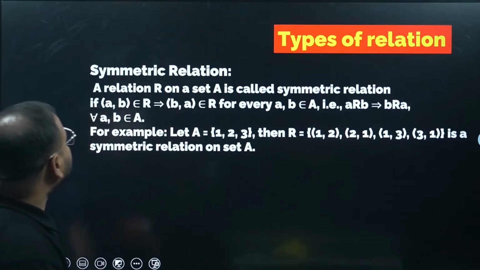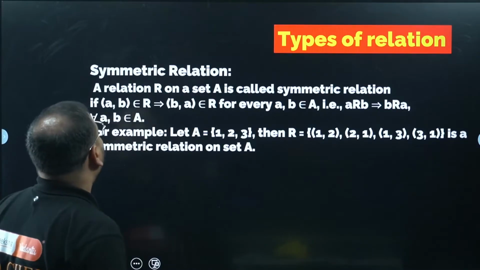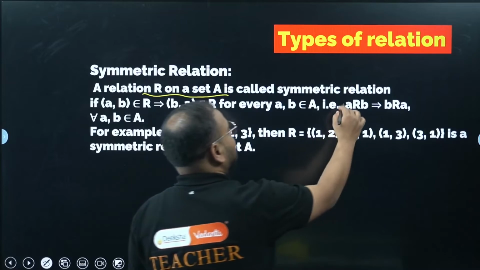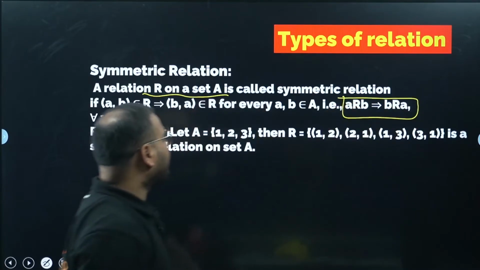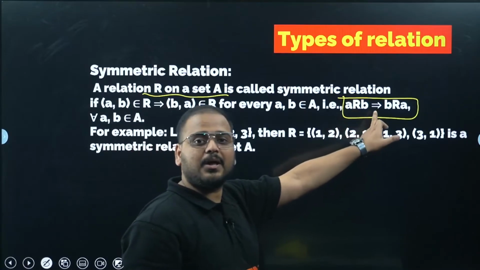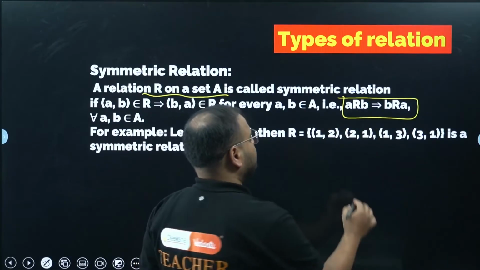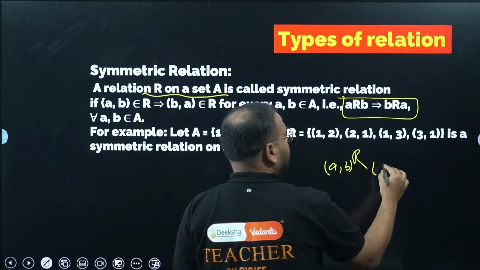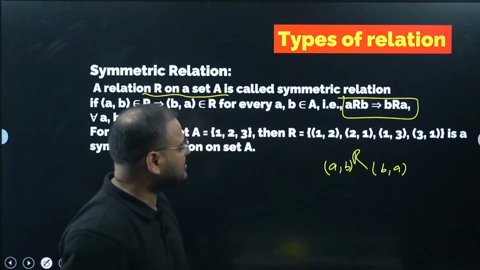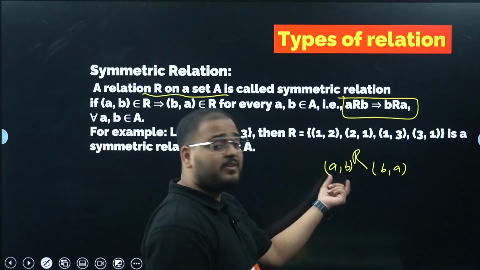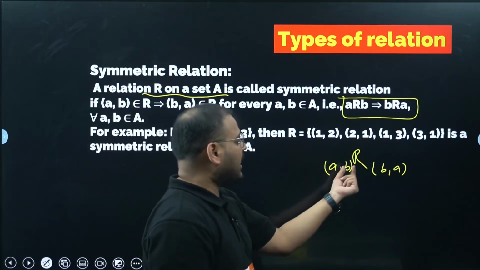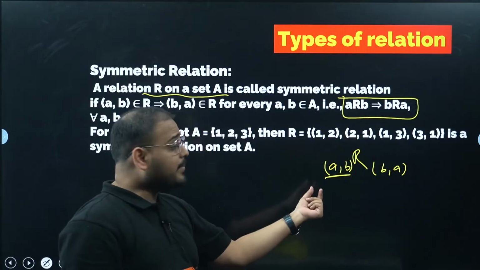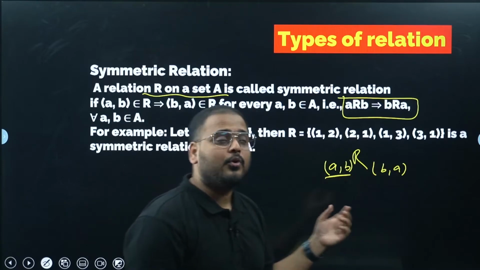So, a symmetric relation. A relation R on set A will be called symmetric when this is true. Forget about all of this. You have to remember this: aRb implies bRa, and also in the coordinate form, if (a, b) is there, then (b, a). Why am I always writing it like this, a comma b, b comma a? Because in the questions this will come. So if (a, b) is true, then (b, a) has to be true. This is the symmetric relation.